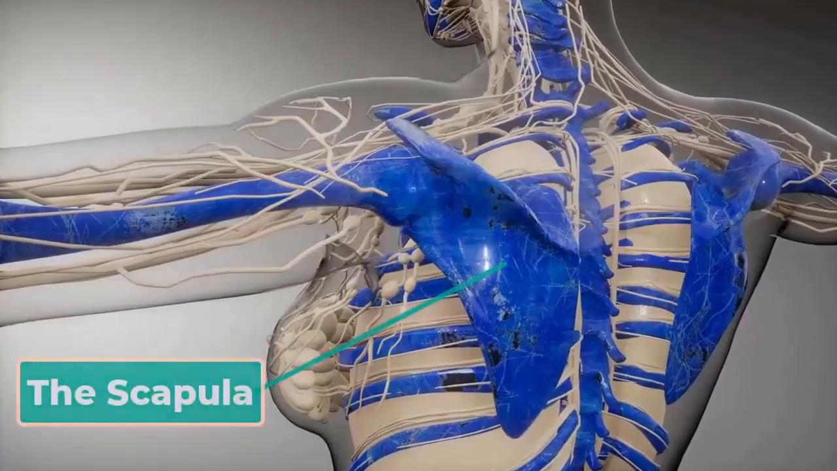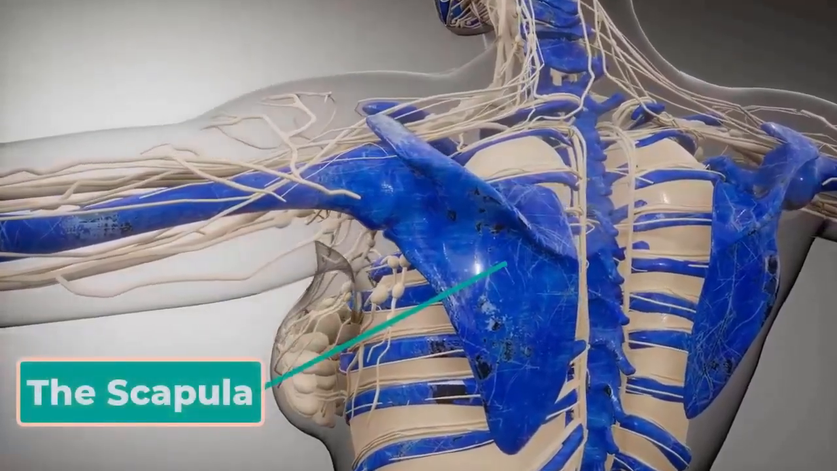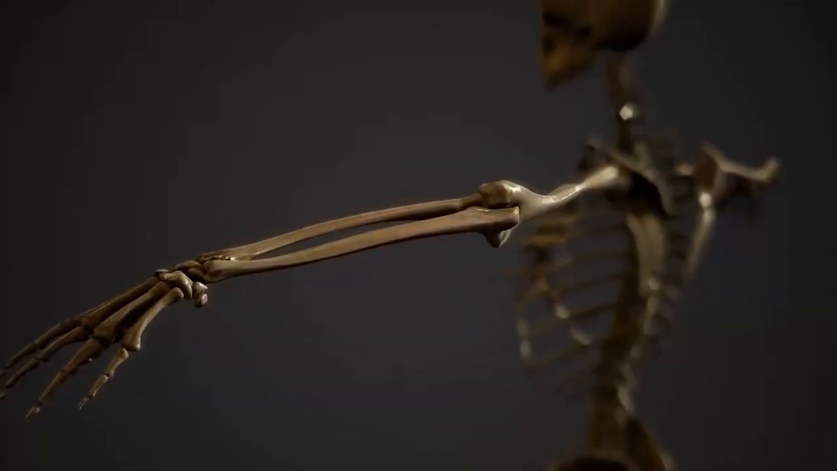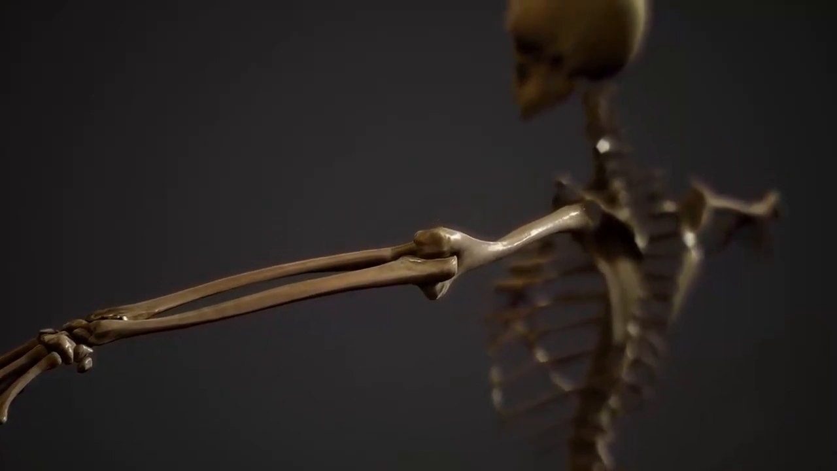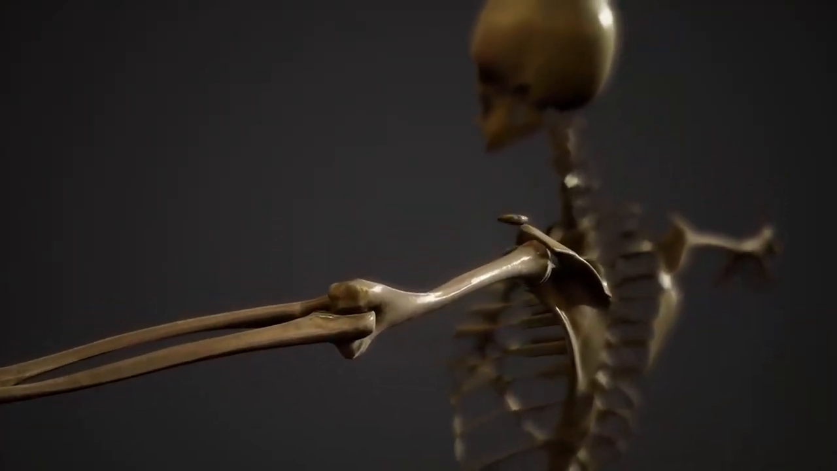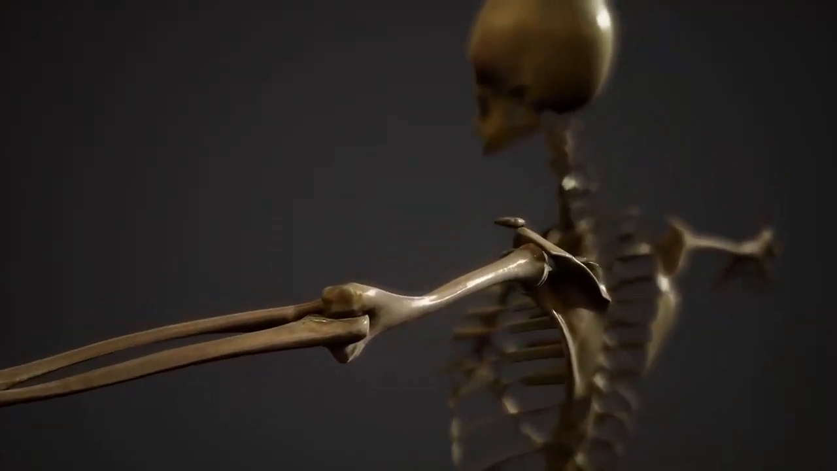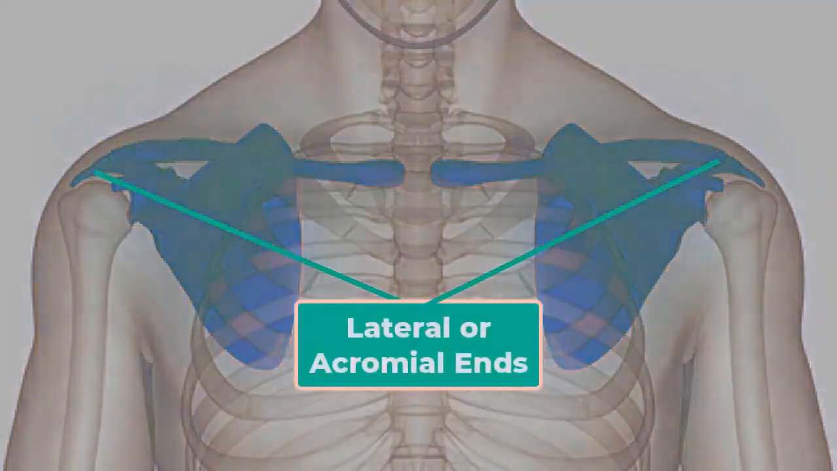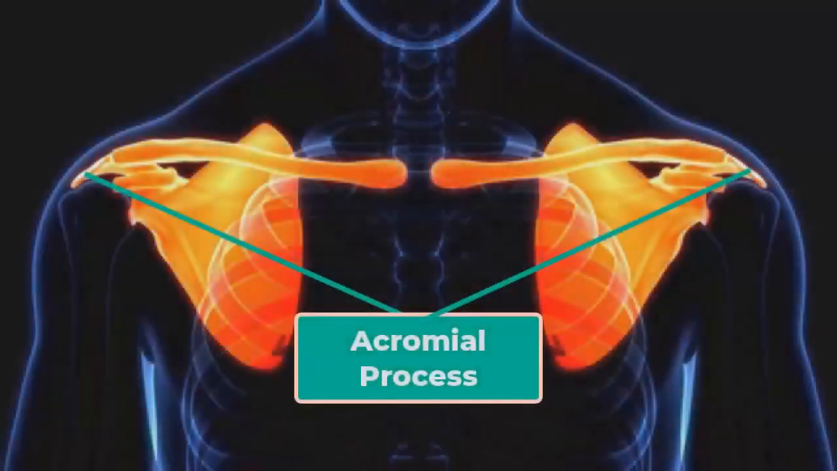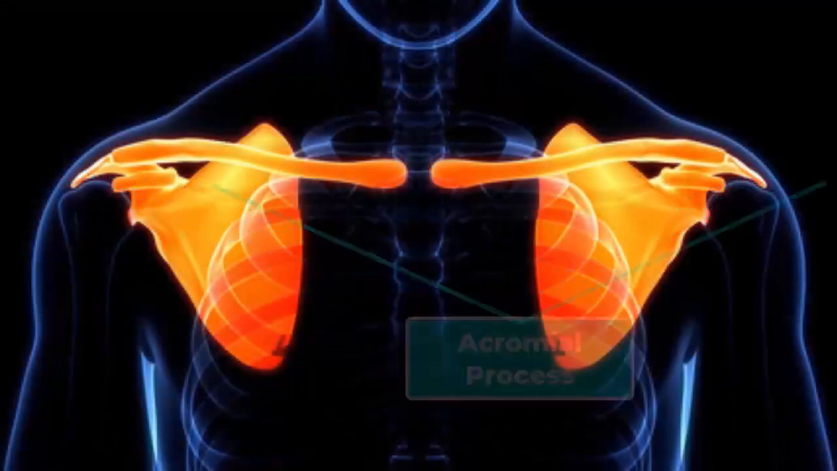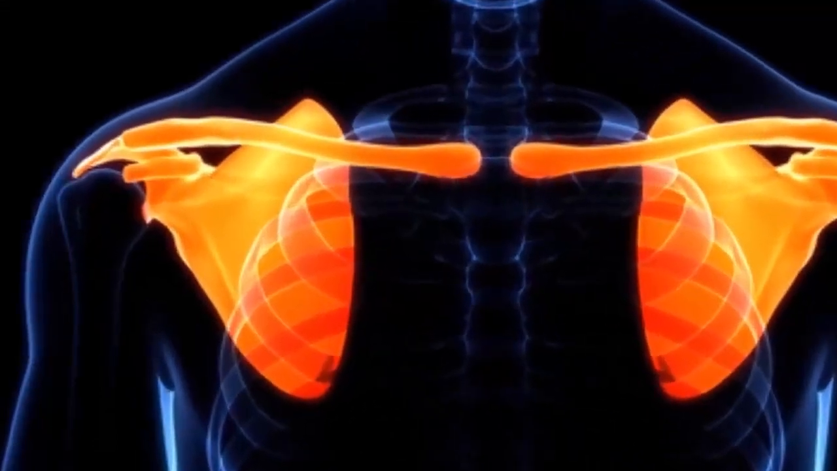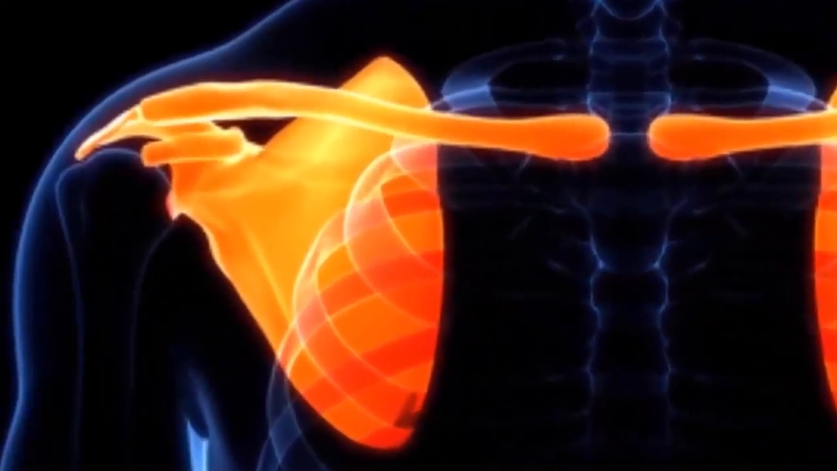The scapula or shoulder blade lies on the posterior aspect of the shoulder. It is supported by the clavicle and articulates with the humerus to form the shoulder joint. The lateral or acromial end of the clavicle articulates with the acromion process of the scapula. This is the portion of the scapula that forms the bony tip of the shoulder.